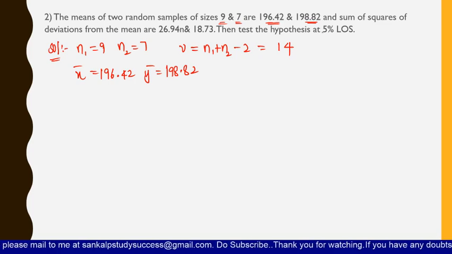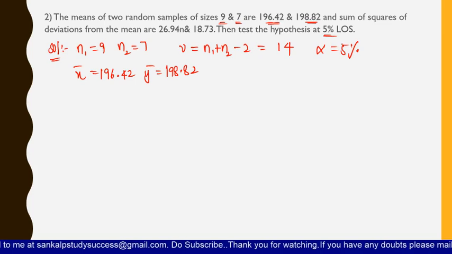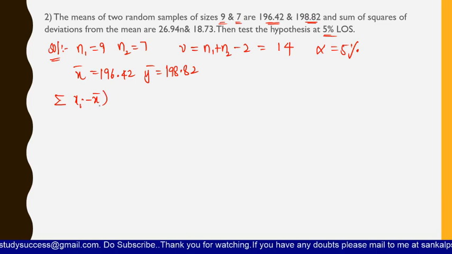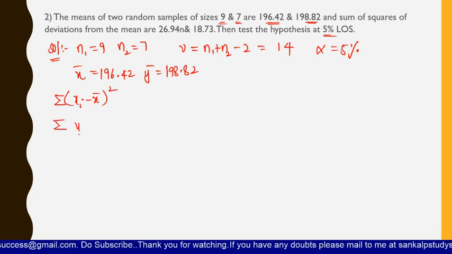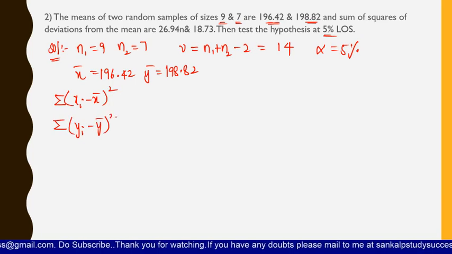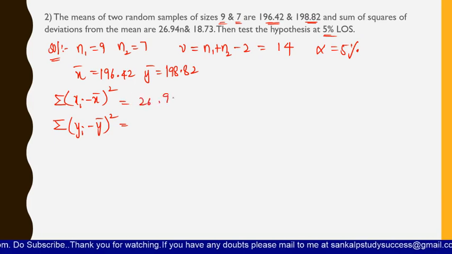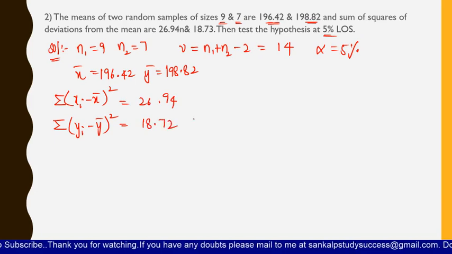In this case we are given alpha equal to 5%, the level of significance. And the sums of squares of deviations, that is summation of xi minus x bar whole square and summation of yi minus y bar whole square, are given as 26.94 and 18.73. There is a printing mistake in the question; it is 73, not 72.